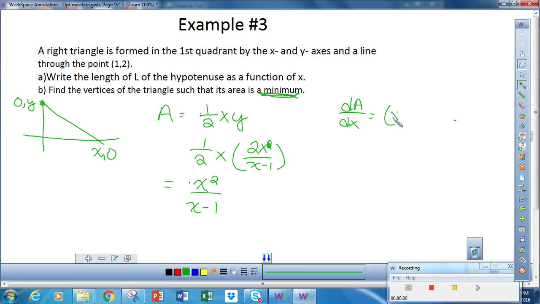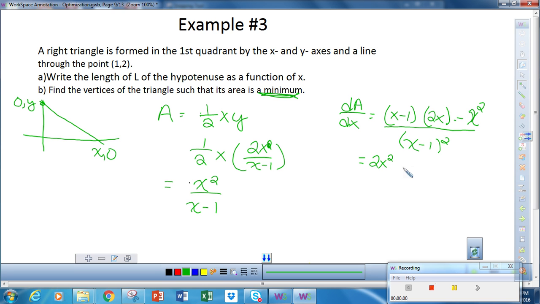Low times the derivative of high minus high times the derivative of the low, all over low squared. I think I did it right that time. So that gives me 2x squared minus 2x minus x squared over x minus 1 squared.